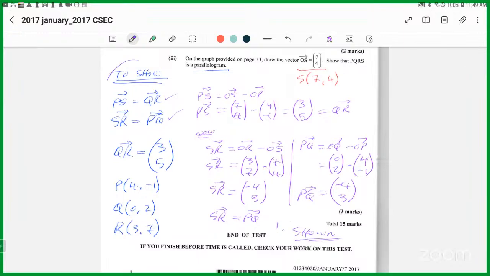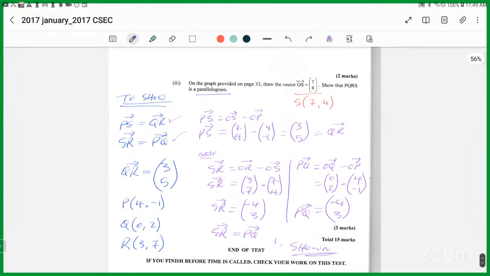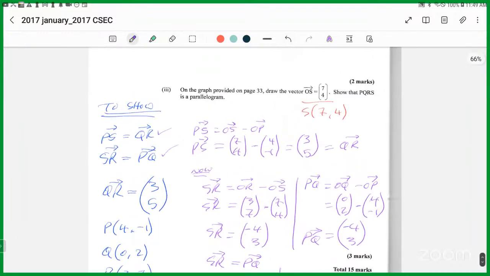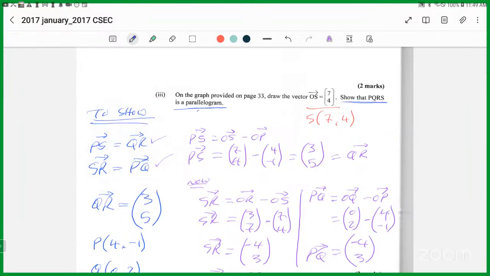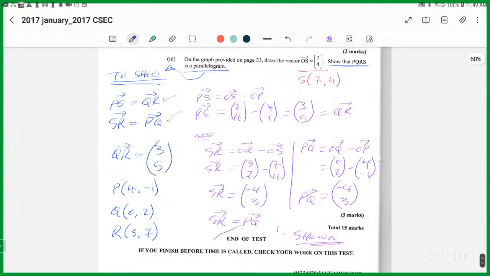I tell the examiner that's what I'm going to show, and then I show it. I show that PS equals QR, and I show that SR equals PQ. So I show these two things. To show that this is a parallelogram, I need to show those two things. That's why I presented it. The opposite sides are equal vectors, and I did that. And so we are done. End of this test.